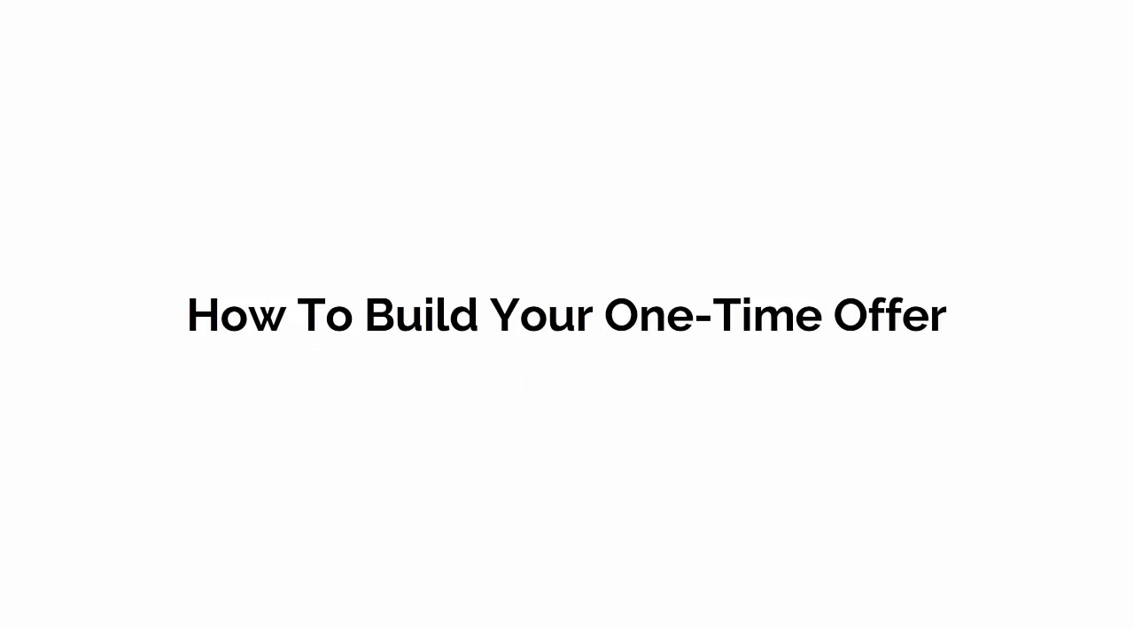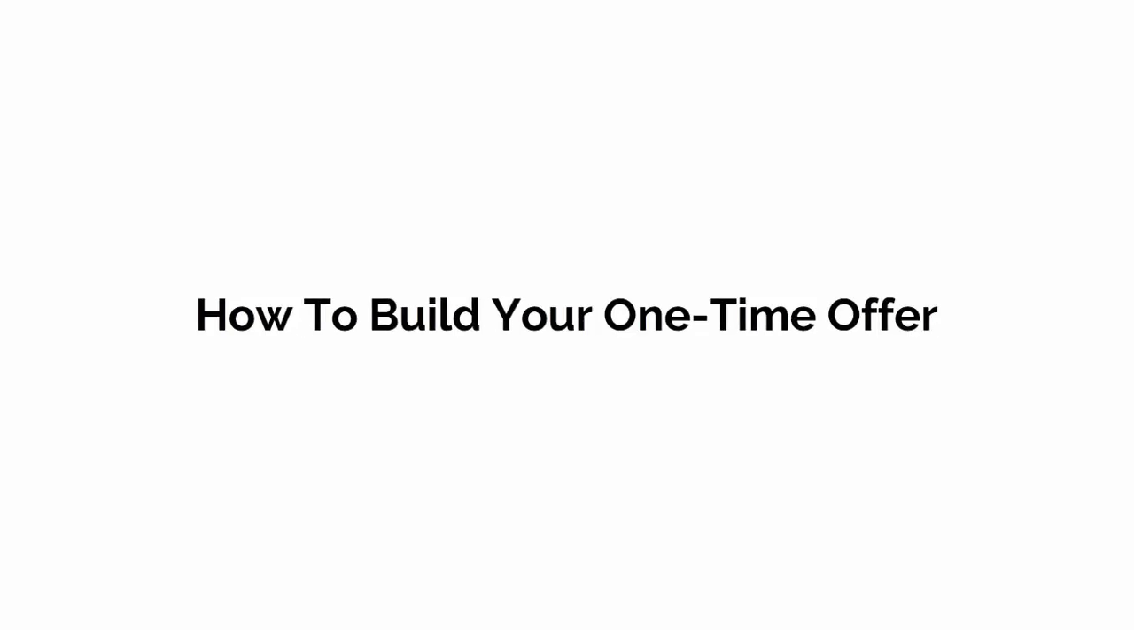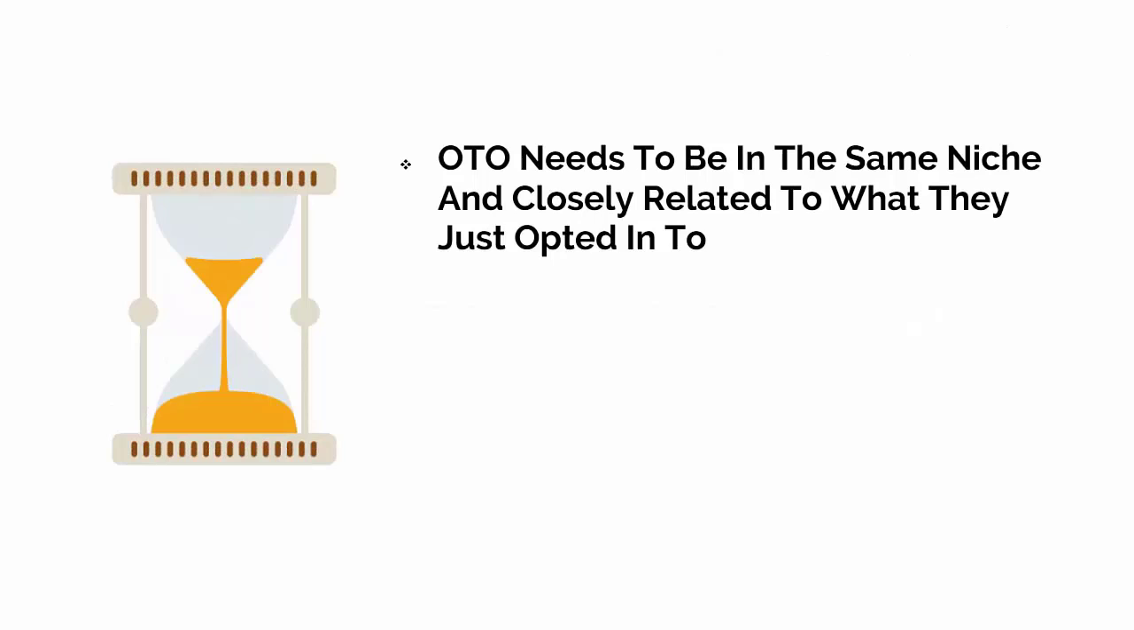Now let's talk about your one-time offer. Once you've created your download page, it's time to put together your one-time offer. It's basically a more comprehensive offer than the free gift that you've already showed them. Your OTO needs to be in the same niche and closely related to what they've just opted into. If you're giving away a report on how to grow tomatoes quickly, then you want to make sure that your OTO is related to gardening. Now, that's not necessarily a niche that I recommend you go into, but my point is that you want to keep the OTO related to the product they've already received.